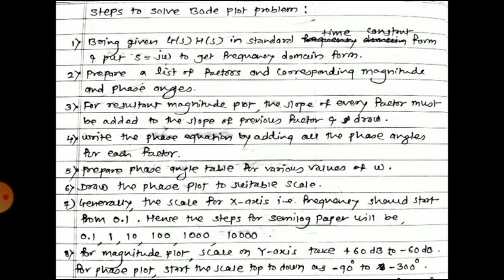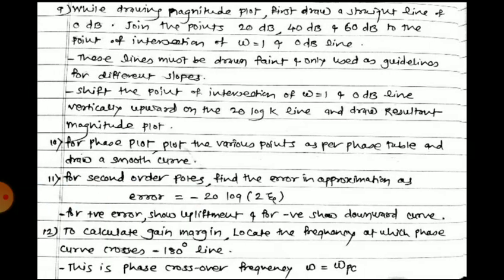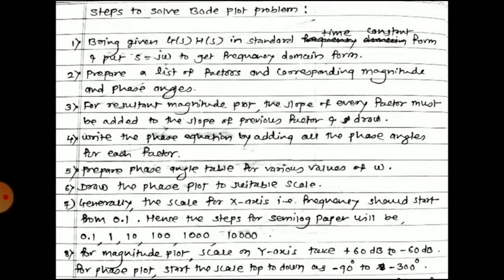That is for the phase plot. So for the magnitude plot, it is plus 60 dB to minus 60 dB. For the phase plot, it is minus 90 degrees to minus 300 degrees. That is the plotting of the scale on the x and y axis.